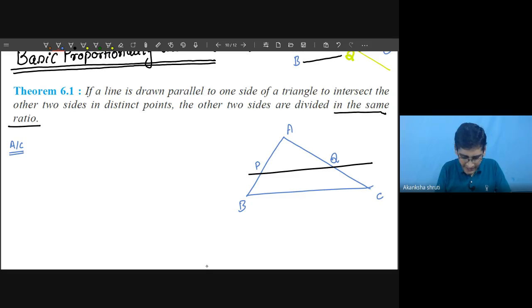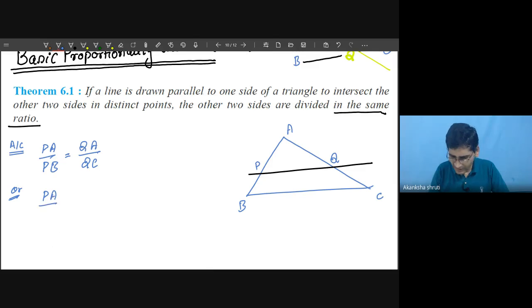Means we are free to write like this. If we are taking PA by PB, this was for the side AB, it will be the same as, you have to start with the other intersecting point, QA by QC. It is not only this much, you are also free to choose the other ratio, like you may choose PA. Now in place of PB, you are also able to choose AB. PA, AB. Then on this side AC, you have to start with the intersecting point, QA by AC.